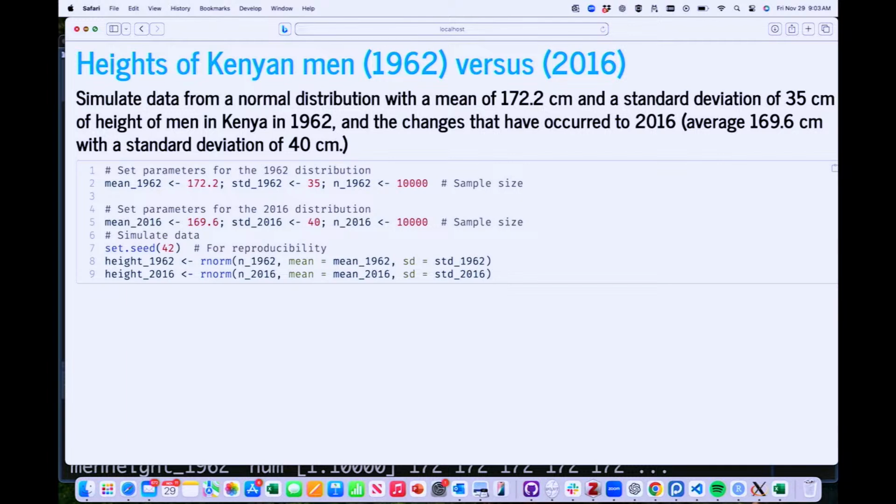What I have done here now is gone ahead and provided the parameters for the population. So we now have an object called mean 1962, which is 172.2. Standard deviation of 1962 I've given you is 35. And the sample size I want to simulate is 10,000. Then set the parameters for 2016, which I have done right there. Set a seed, and then give me simulated heights of men in 1962 and heights of men in 2016 using that.